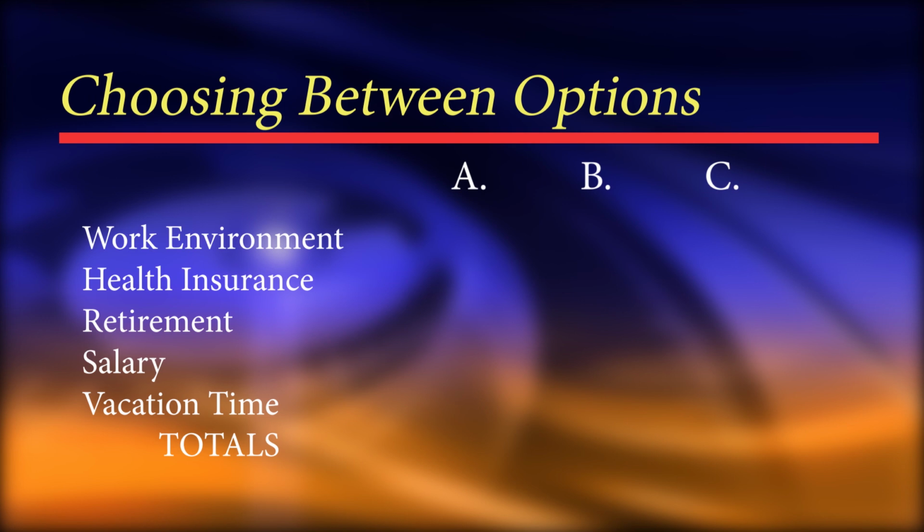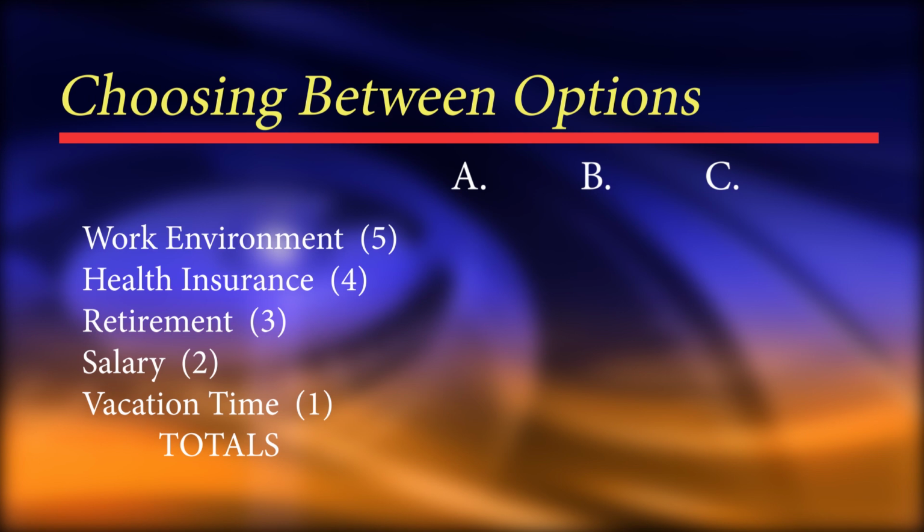And so you're going to put those, and then you're going to rank those from one that's most important to one that's least important. So as you look at those five things, you say, well, work environment is most important, so I'm giving it a value of 5. And then secondly, health insurance is next, so I'm giving it a 4. And then retirement is third, so I'm giving it a 3. And then salary is next, so I'm giving it a 2. And vacation time is last, least important, so I'm giving it a 1.